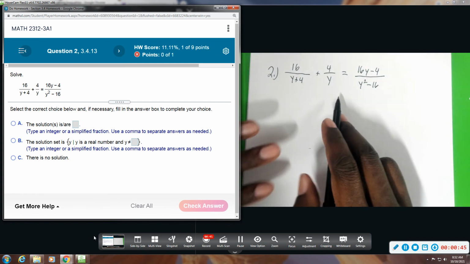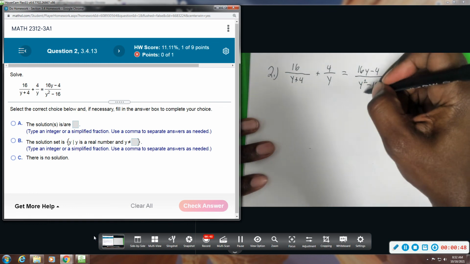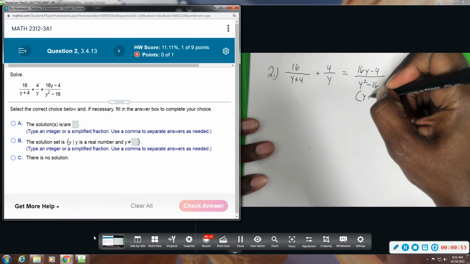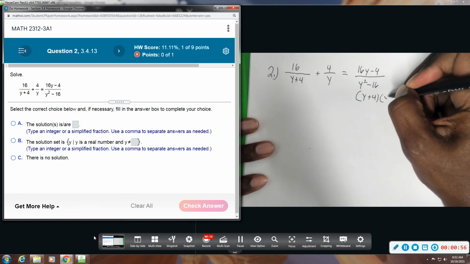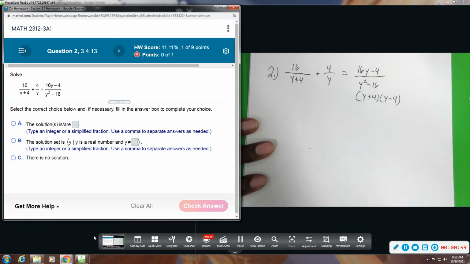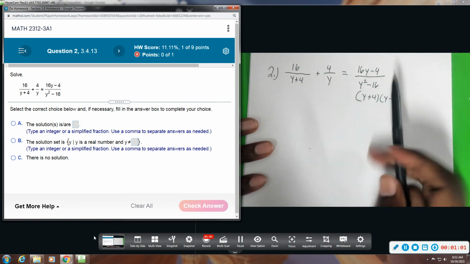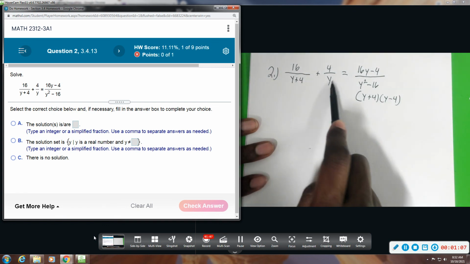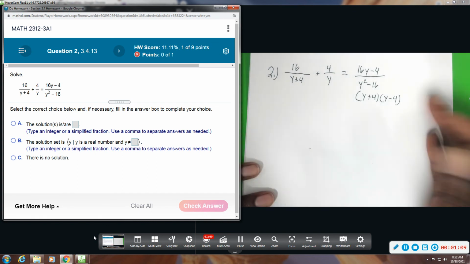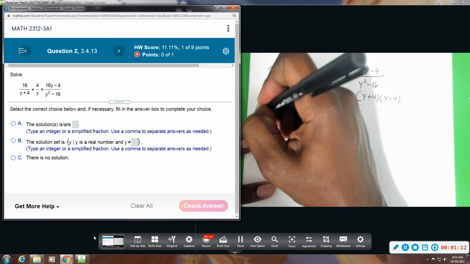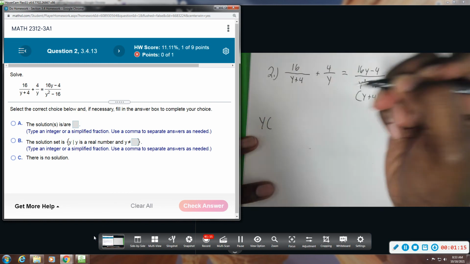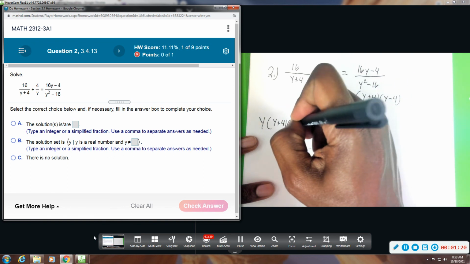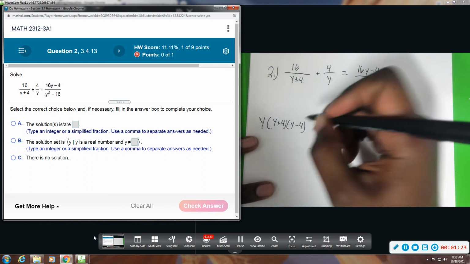All right, in this case, I'm going to factor out this denominator so we can find the least common denominator. This is a difference of squares that will give you y plus 4 times y minus 4. And our least common denominator will consist of y plus and minus 4, and then an additional y being tacked on. So I'm going to multiply both sides times that. So my LCD is y times y plus 4 and y minus 4.